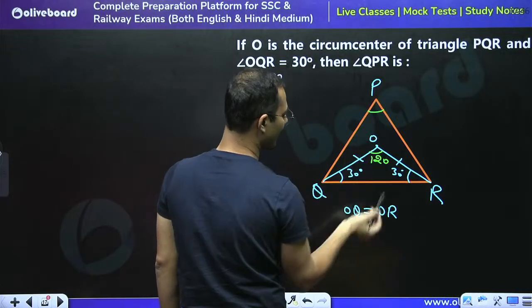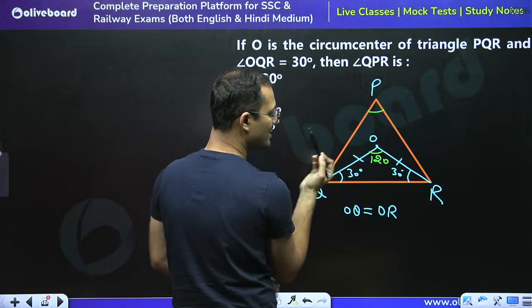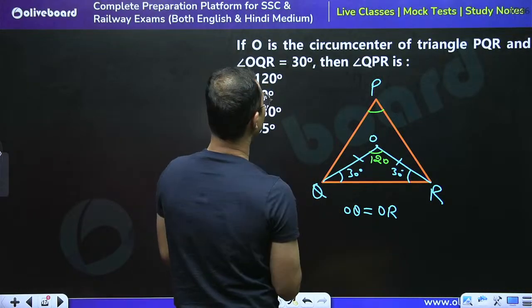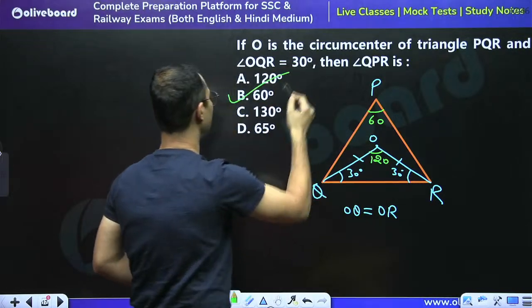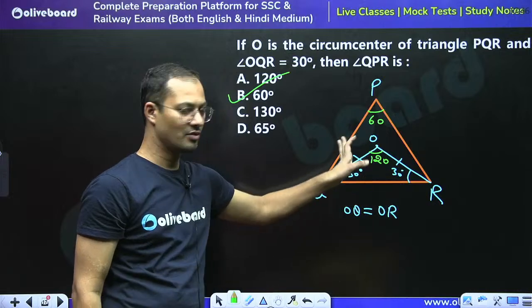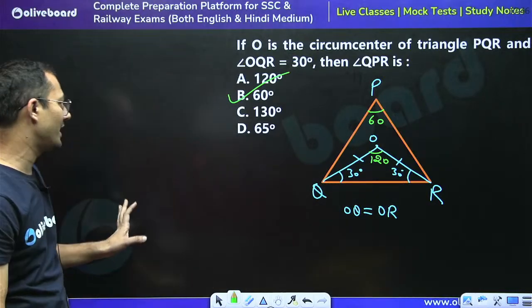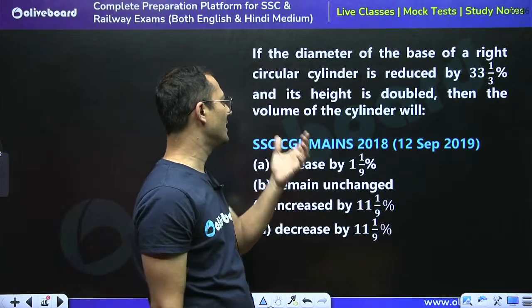So the opposite vertex angle is always half of the angle which is made at the circumcenter, right? So it is going to be 60 degrees. Simple. So 60 degrees is the right answer. Angle QPR is equal to 60 degrees. Very, very easy, right? Tell me what is the answer for this question. Yes, please.